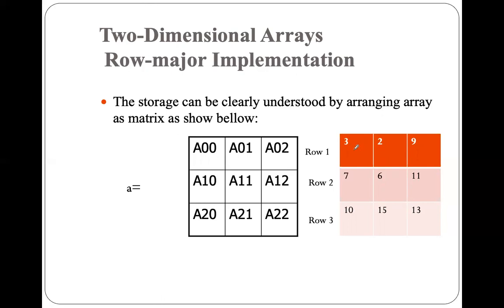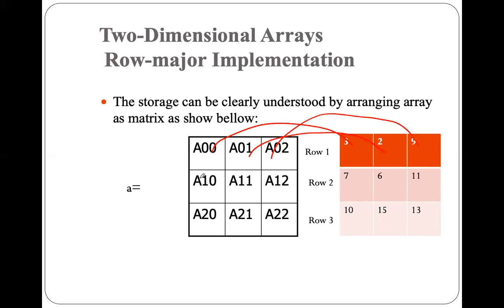Here the representation is 3 2 9 in row 1, and these are the columns. Then 7 6 11, 10 15 13. So like this is the row representation. A[0][0] means it is 3. A[0][1] means it is 2, and A[0][2] means it is 9.